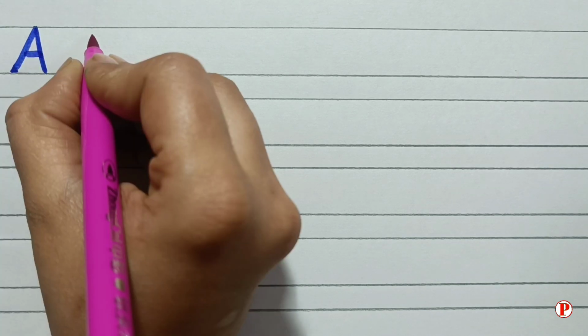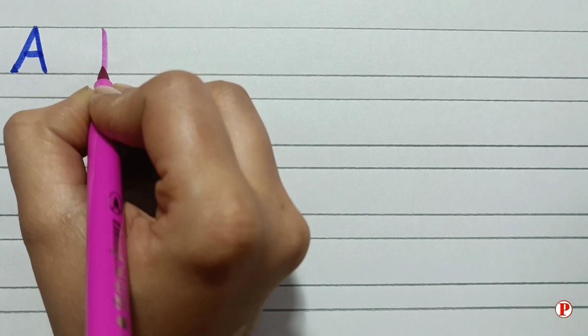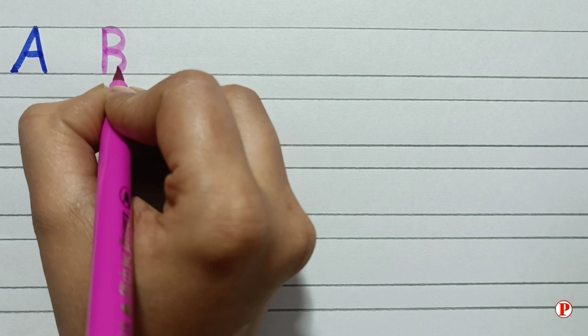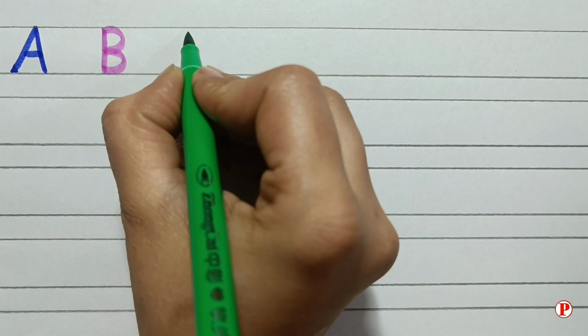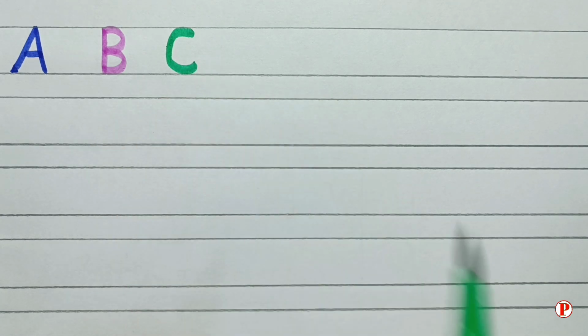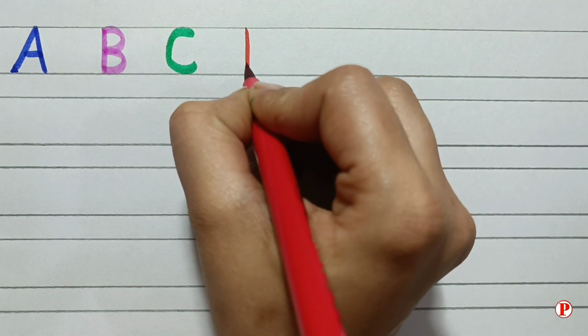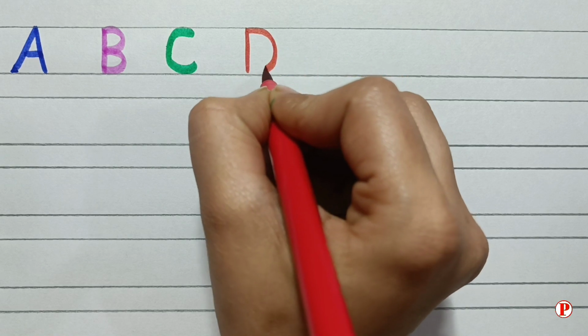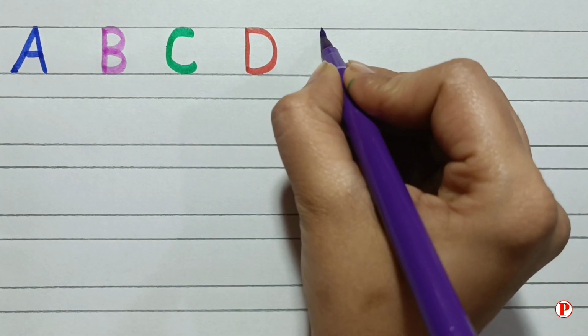A for apple. B for ball. C for cow. D for doll.